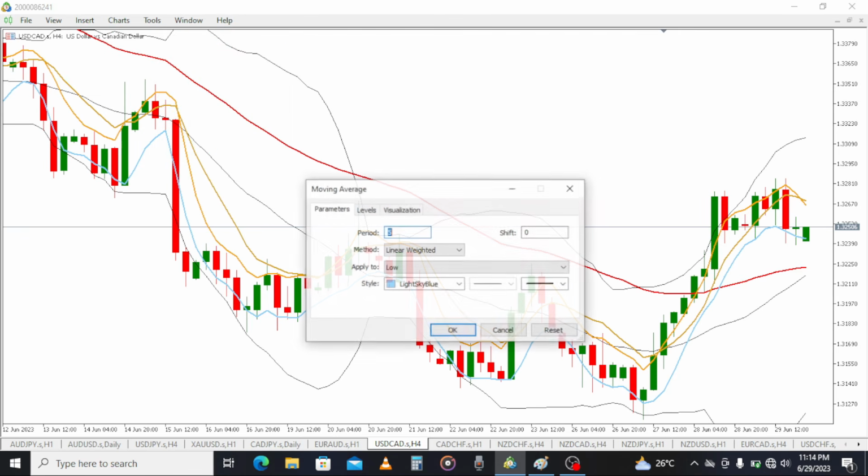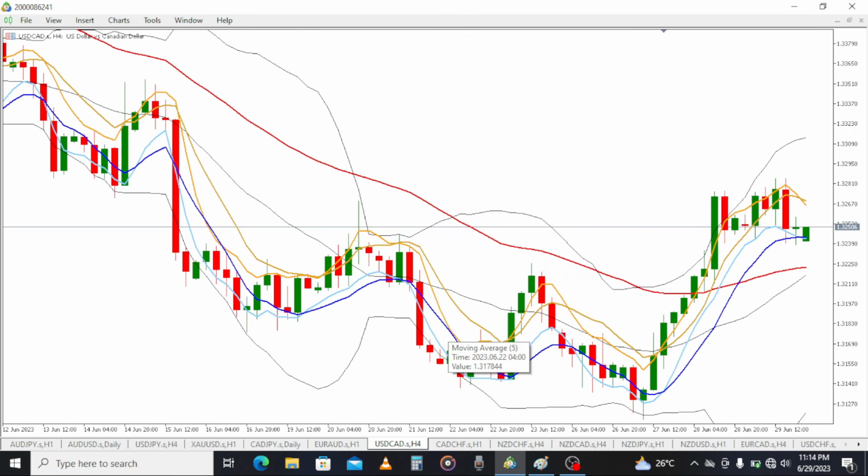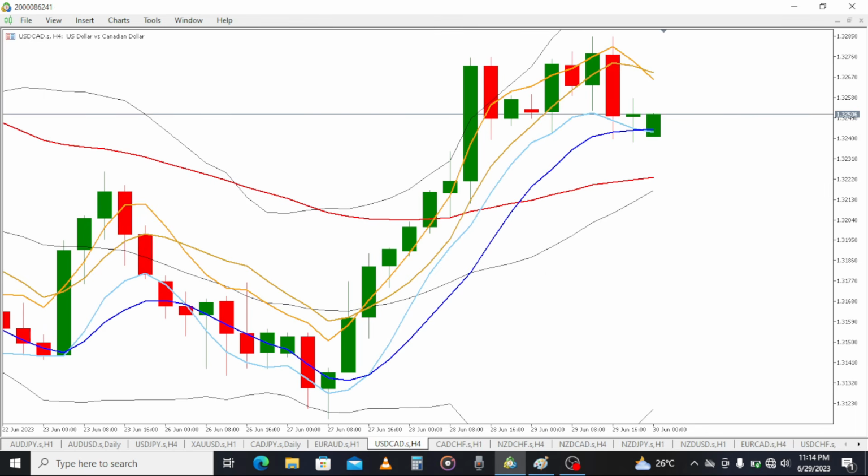Then we add our next moving average, period 10, same method, apply to low, and this time it should be a darker blue. This will show us the different moving averages on my screen, so I'm not just looking at scattered lines here and there, confused. I know exactly which is the 5 high, 5 low, 10 high and 10 low. And you can see it clearly on the screen right here.